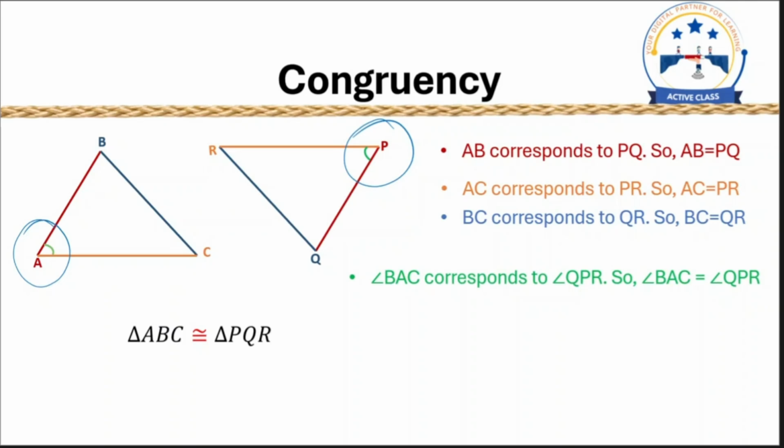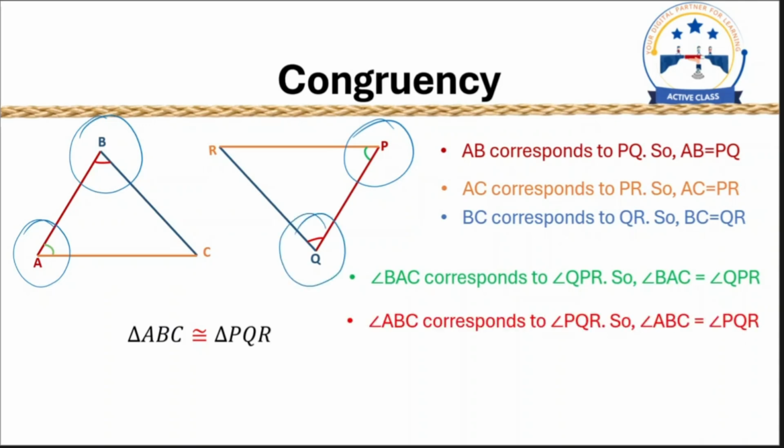Likewise, can you tell me the corresponding angle of angle B? Of course, angle B and angle Q, they are corresponding angles. So I can write angle ABC corresponds to angle PQR. Can you tell me the corresponding angle of angle C? Right. Angle C and angle R, they are corresponding to each other. So I can write angle ACB corresponds to angle PRQ. And I already told you corresponding angles are also equal. In a pair of congruent triangles, there are three pairs of corresponding angles and they are always equal.